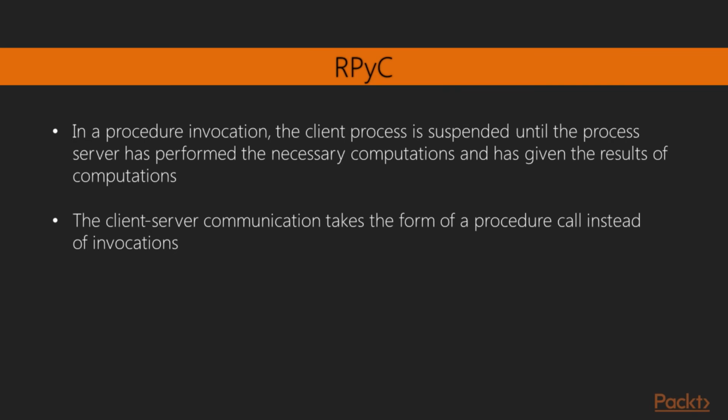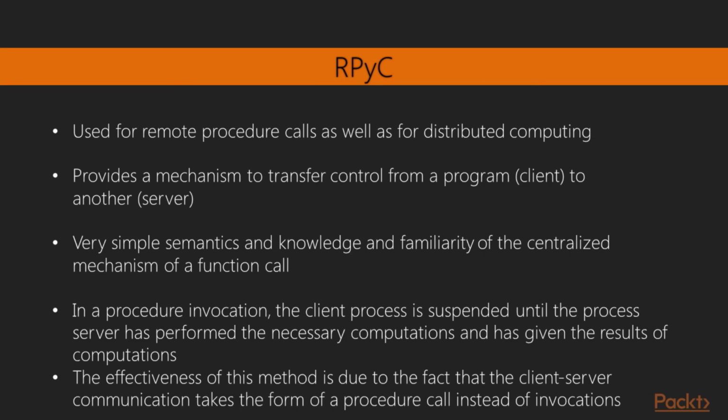Remote Python Call, RPYC, is a Python module that is used for remote procedure calls as well as for distributed computing. The idea at the base of RPC is to provide a mechanism to transfer control from a program or client to another server, similar to what happens with the invocation of a subroutine in a centralized program. The advantages of this approach are that it has very simple semantics and familiarity of the centralized mechanism of a function call. In a procedure invocation, the client process is suspended until the process server has performed the necessary computations and is given the results of computations.